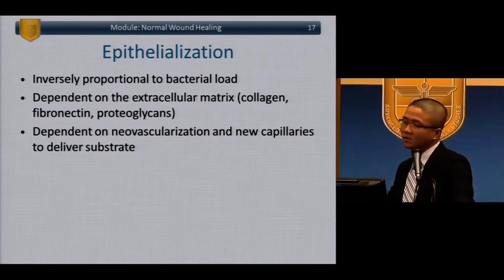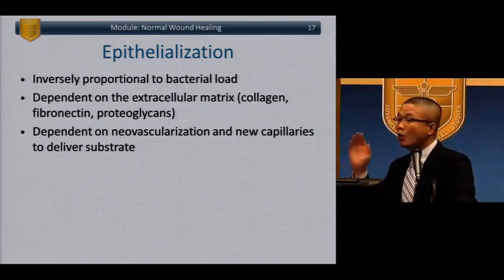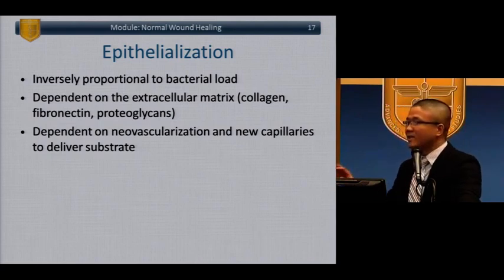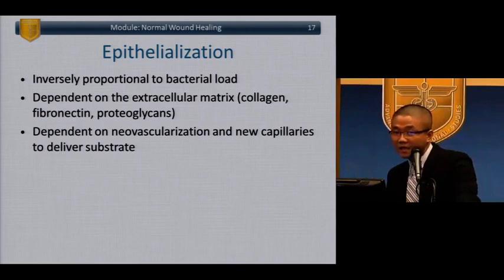If you don't have those things, you don't have any substrate to heal. Then you're dependent on neovascularization. So who are our patients who are neovascularization impaired? Smokers, of course, right? So there is a cellular basis for the reason why there are risk predictors of poor healing.